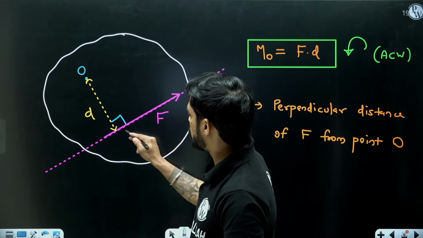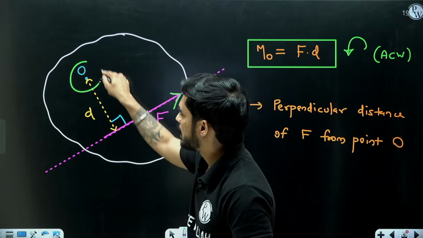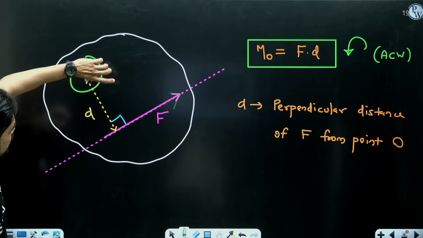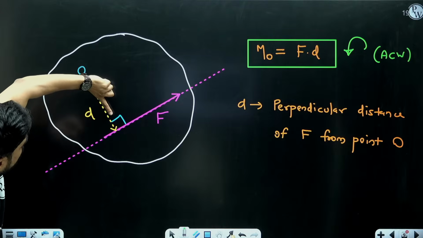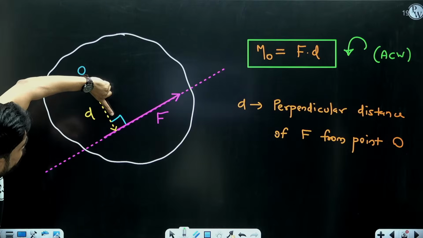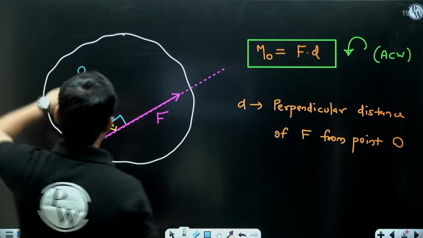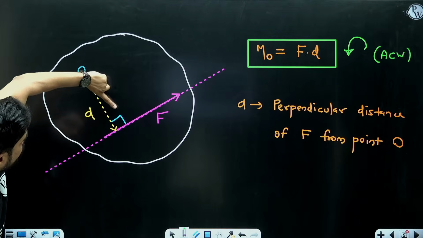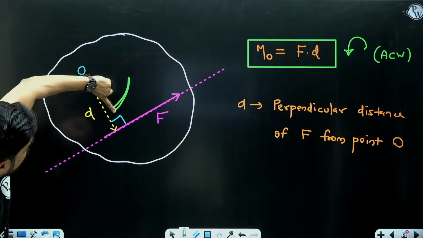Let's say you want to find the sense of the moment of this force F about this point O. So what you need to do is you put the thumb at point O and then you put the finger in the direction of force F. Okay, you put the thumb at point O and then you show the finger in the direction of F and you move the finger in the direction of F.